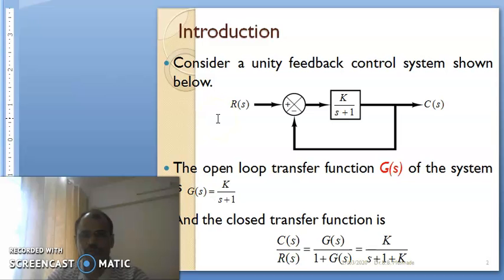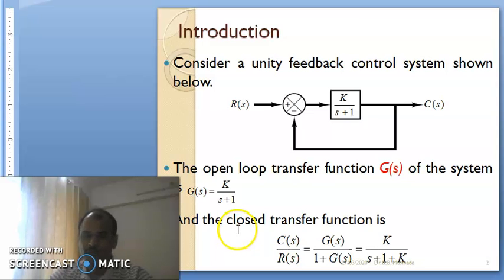Consider a unity feedback system with open loop transfer function as K upon s plus 1. Here you can understand that there is one open loop pole, there is no zero, and the system is described by a static gain K. When you equate this denominator to 0, you will get the open loop pole location, and it is at s equals minus 1.